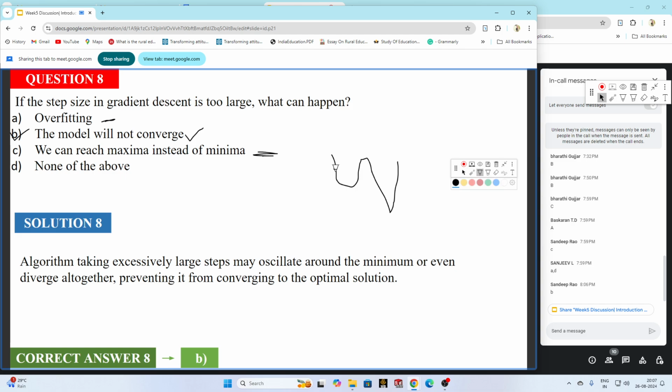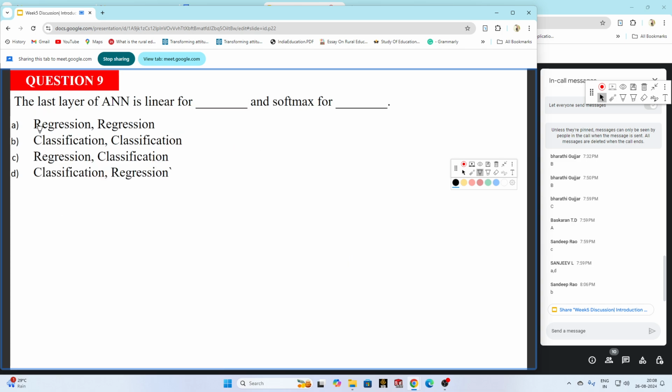From here, first we are searching here, right? And then if our step size is very large, then we will search here, so we are missing the minimum. Similarly, from here, our next step is here, then again we are missing the minima. So that is why our model will not converge if our step size is too large. So option B is our right answer. Now move on to the next question.